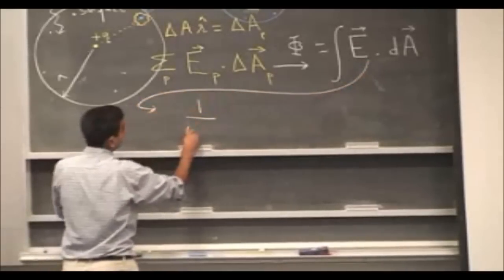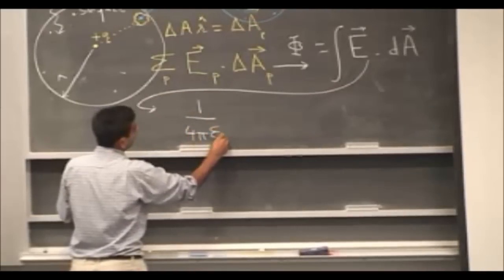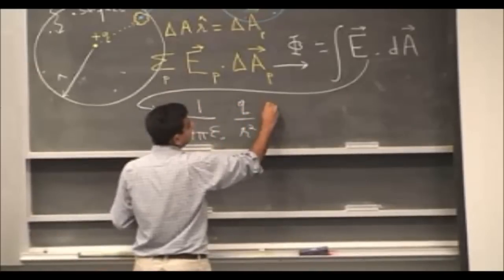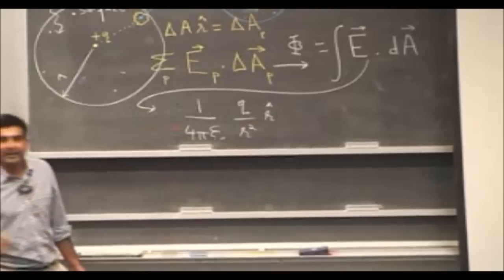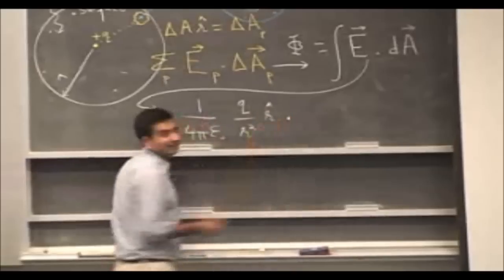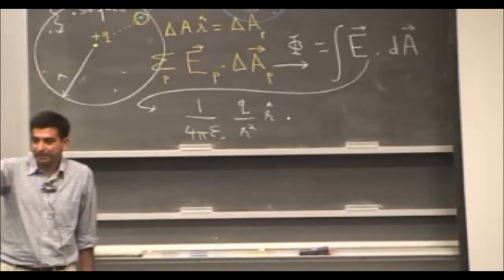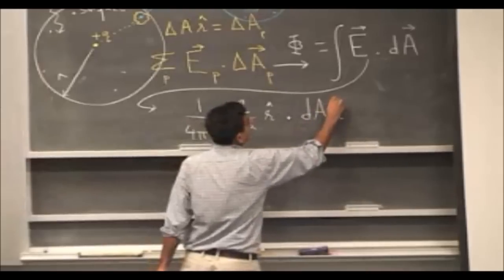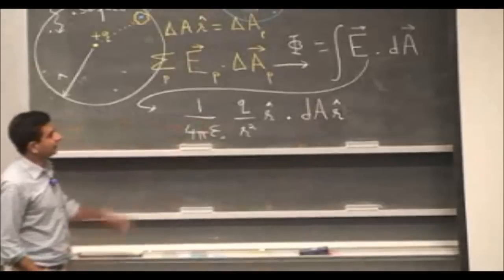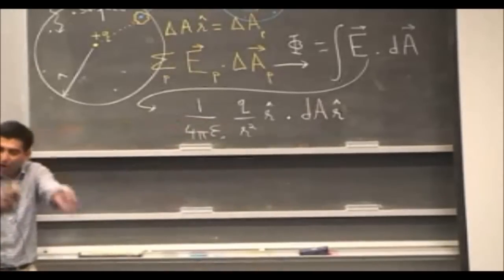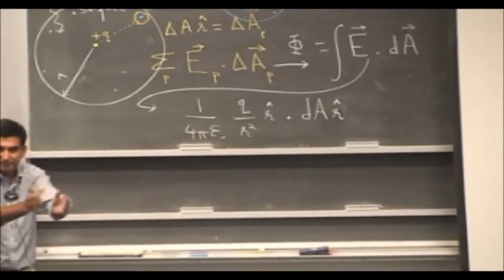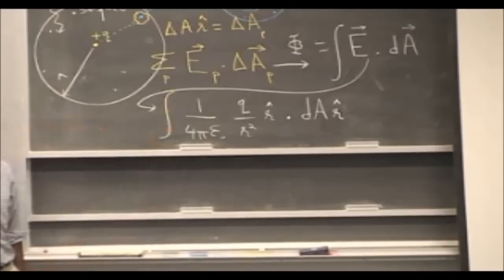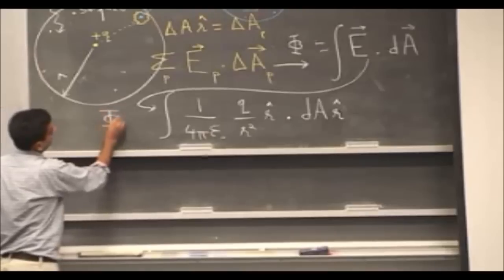One over 4 pi epsilon naught, Q over R square, R unit vector, right? This is the electric field at point P. I take its dot product with the area of the patch at P, and that area is simply dA and is pointing in the direction of the radius, pointing outwards. So this is the flux through the small patch, and then I integrate over the area to get the total flux through the surface.